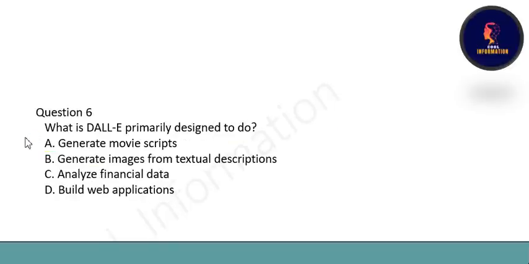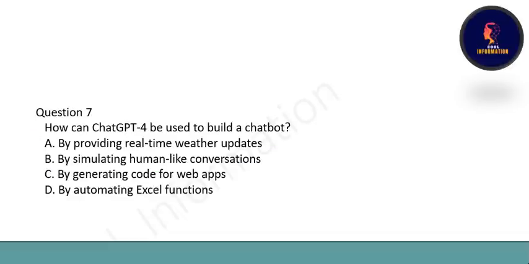Next question is, what is Dall-E primarily designed to do? So Dall-E is primarily designed to generate images from textual description. Option B is correct. Next question is, how can ChatGPT 4 be used to build a chatbot? So ChatGPT 4 can be used by simulating human-like conversation. Option B is correct.